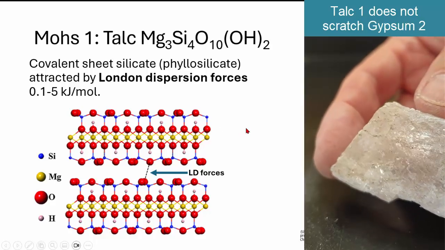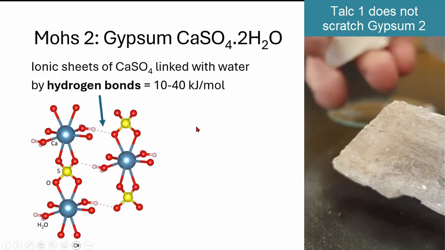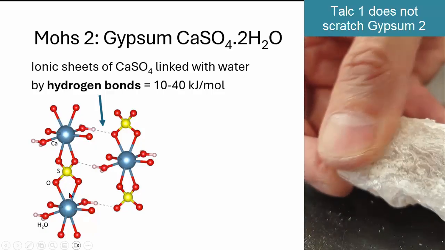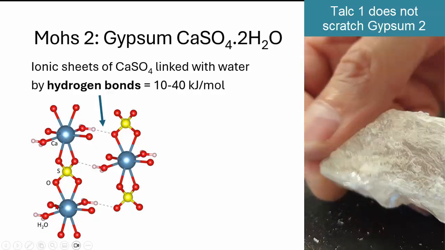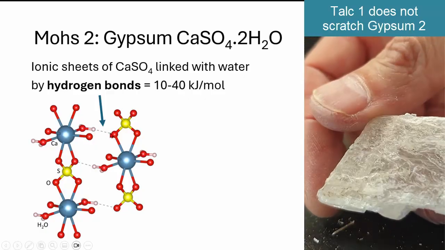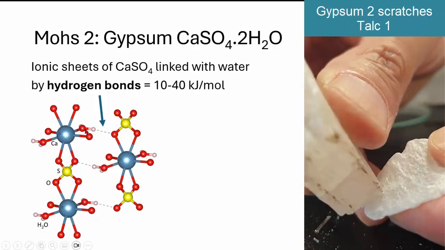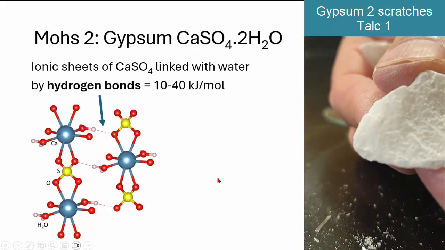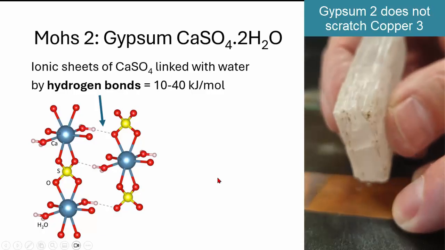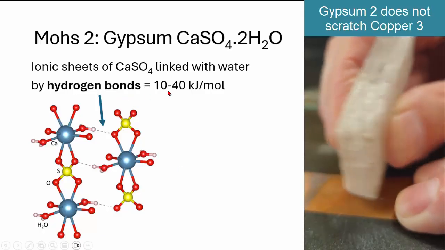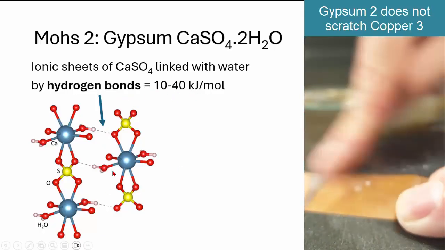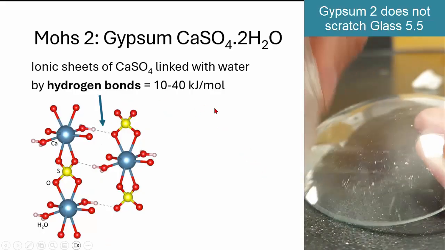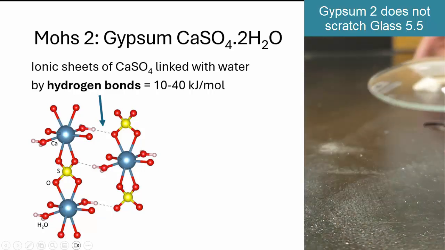All right, and then if you move up to number 2, it's sort of the same thing. You have these sheets, this time they're ionic, but ionic and covalent bonds can be quite strong. And instead of London dispersion, you've got these hydroxyl groups here, so these positive and negative permanent poles. So that's the strongest of the dipole bonding, which is hydrogen bonds, which is about 10 to 40. And that makes the gypsum significantly harder than the talc.